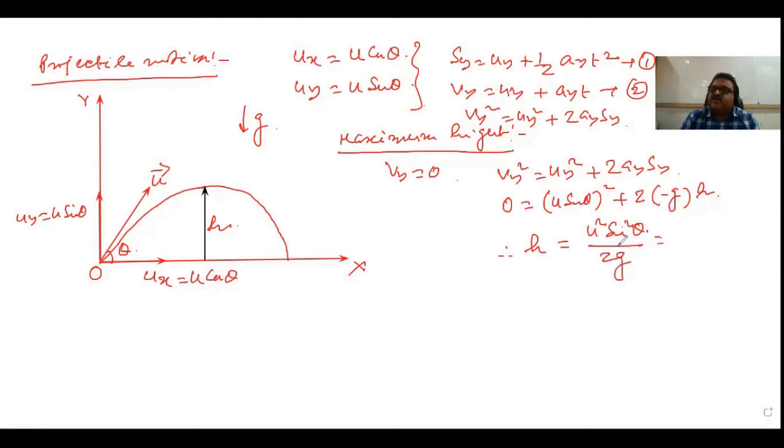The shortest way of remembering this, u sine theta is nothing but the y component. So write it like this, uy square by 2g. This is the technique of finding the maximum height.